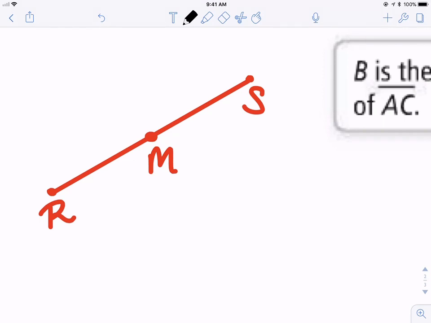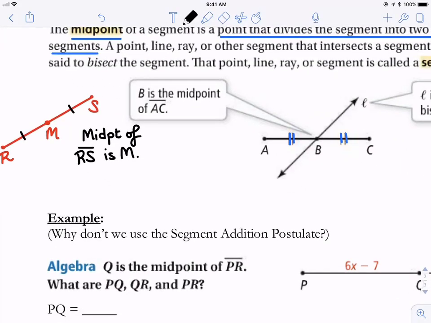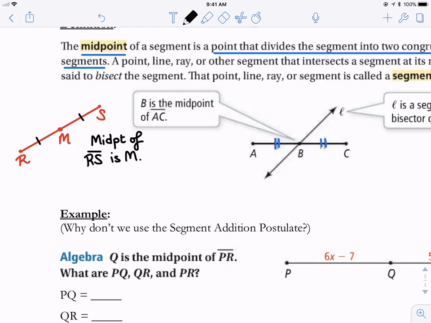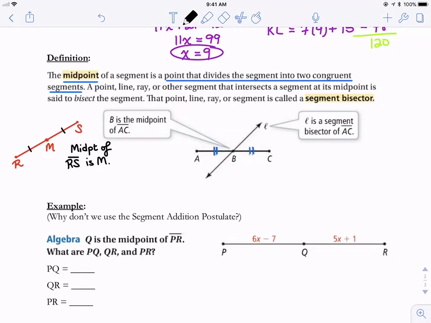Just because it looks like it's the point exactly halfway between the two endpoints doesn't mean it is, unless it shows you that, or it tells you that the midpoint of segment RS is M. Do not assume things. So be careful about assuming segments or angles are congruent. Be careful about assuming right angles. Be careful about assuming perpendicular. There's a lot of things you have to be careful about in geometry that you may in the past have kind of assumed.